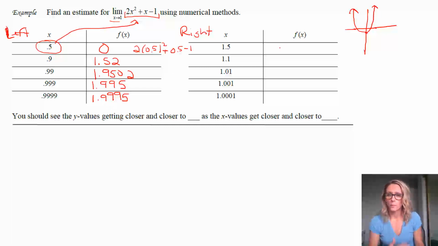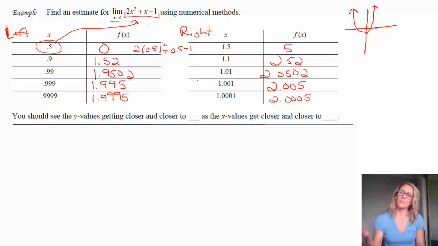Now let's put in the values from the right-hand side. So again, you can go ahead and do this if you want, and then check. If you're not getting these numbers, there's probably an issue with how you're using your calculator, so definitely get that checked out. You can see that coming in from the right side, we are also getting close to 2. But notice when we're 0.5 away, our number's really not close to that. So we have to get really close to 1 on either side in order to get something pretty reasonable.